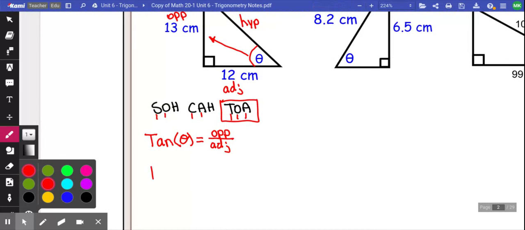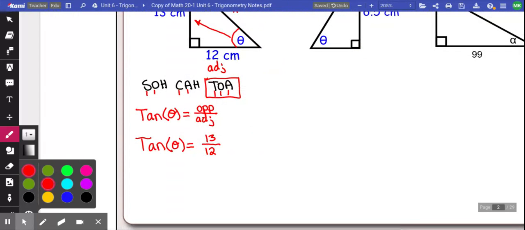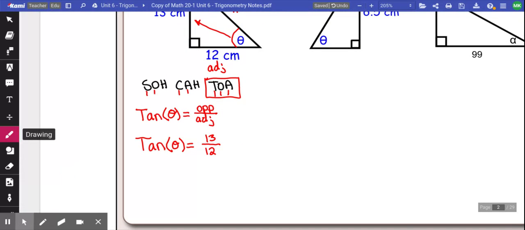I then plug in everything I know. So I go tan. I don't know an angle, so I leave it as that missing letter. I then go opposite is 13, divided by adjacent, which is 12. Awesome. When looking for an angle on your calculator, you need to hit your second button first. This is for when looking for an angle. In this case, we're going to hit second, and then we're going to hit tan.